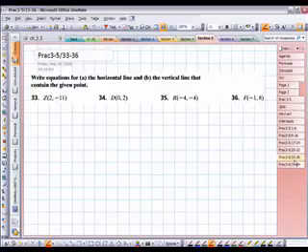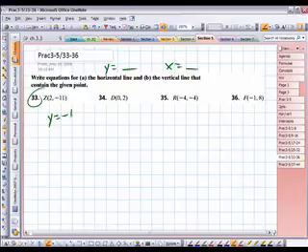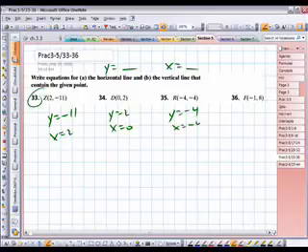Oh, here we are, horizontal and vertical lines that go through this point. Well, horizontal is always y equals a number, and vertical is always x equals a number, and the numbers you just get from the points. It's just that simple. So horizontal line here would be y equals negative 11, vertical would be x equals 2. Over here, horizontal, y equals 2, vertical, x equals 0. Here, they'd both be negative 4. That's really all there is to it.